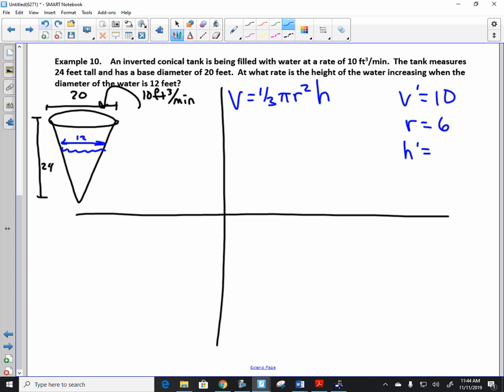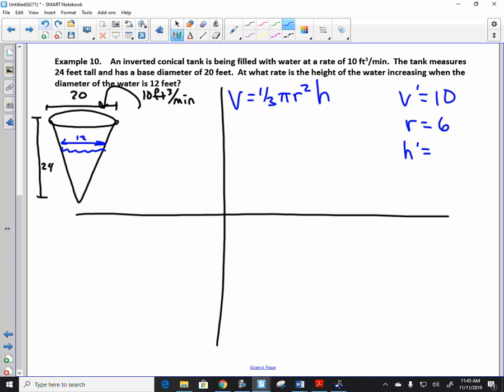Some people say, well, the height never changes, it's always 24, so plug the height in. You're right, the cone height is never changing, but we're not wondering about the height of the cone. We're wondering about the height of the water. Big difference there. So right now, if I were to take this derivative, true or false, I'd come up with an R prime. I'd also come up with an H prime.